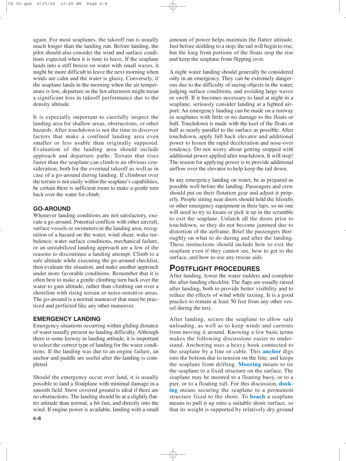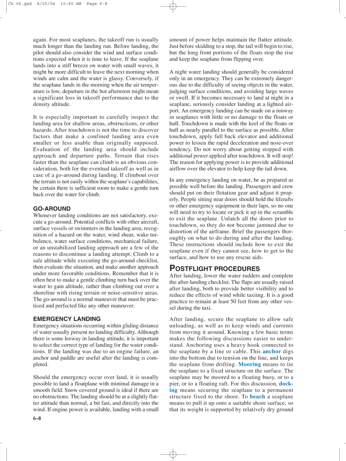Terrain that rises faster than the seaplane can climb is an obvious consideration, both for the eventual takeoff as well as in case of a go-around during landing. If climb out over the terrain is not easily within the seaplane's capabilities, be certain there is sufficient room to make a gentle turn back over the water for climb. Go around. Whenever landing conditions are not satisfactory, execute a go-around.